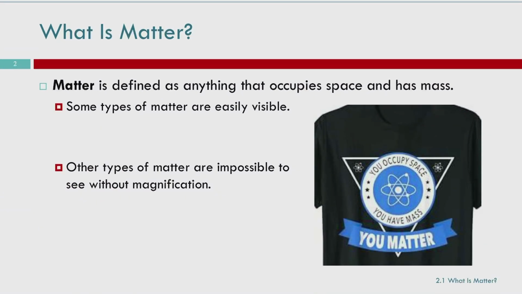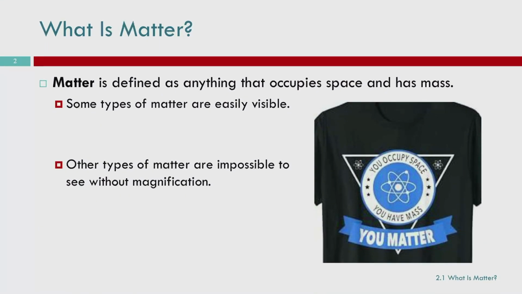What is matter? Matter is anything that occupies space and has mass. Some types of matter, like chairs, tables, people, are easily visible. Other types of matter are impossible to see without magnification, like germs, maybe, air particles, etc.